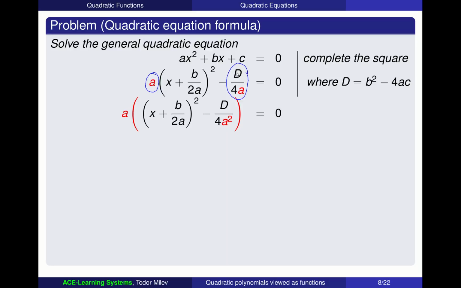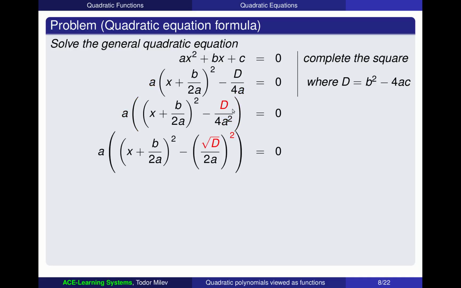So this a, when we factor it out of d over 4a, it becomes a squared. So a times a squared, so the quotient of these two terms, is equal to 1 over a, this term here. So we have factored out a. Okay, so we factored out a. What will we do next? The next thing we're going to do is we're going to take the term that you see here, d over 4a squared. So we're going to take that term and we're going to transform it into a square.